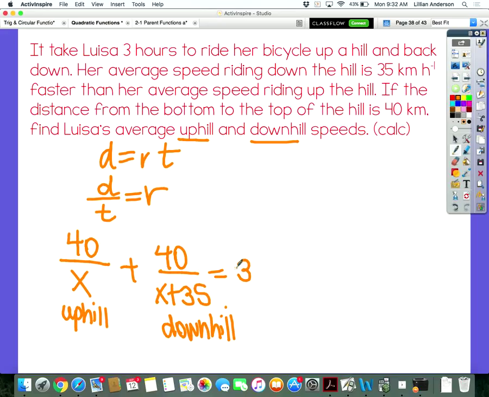What does x represent? Her rate, her speed. And since we're looking for her uphill and downhill speeds, we basically need to solve for x in this equation. We didn't have the equation for this one. We needed to create one. And the only way to create it was knowing that distance equals our rate times our time. Okay? So, we're solving for x. Solve for x. You got 3 minutes.